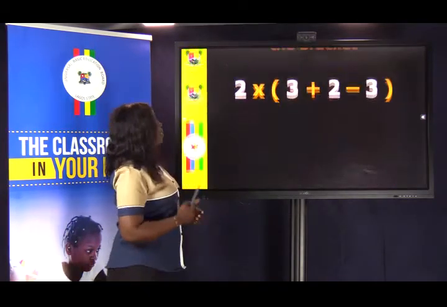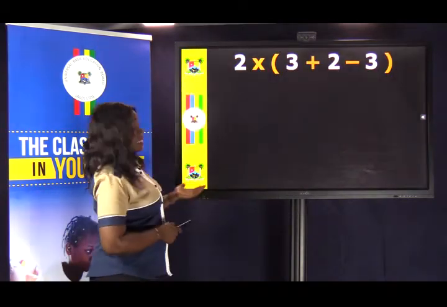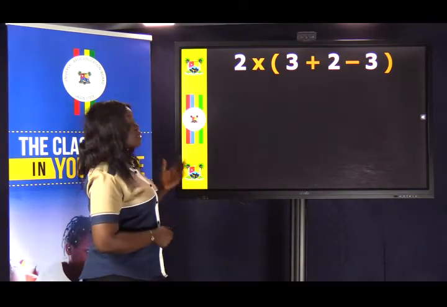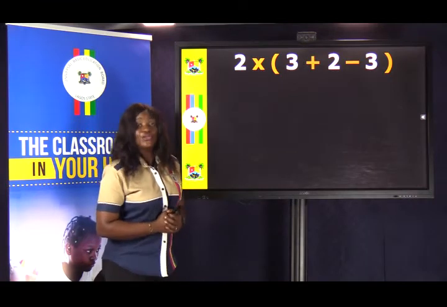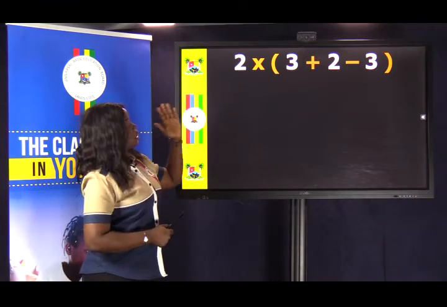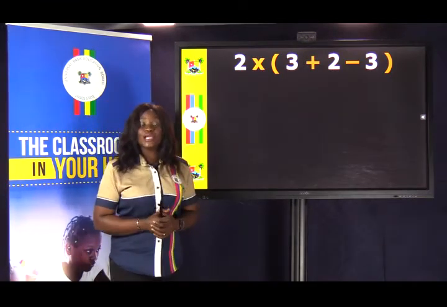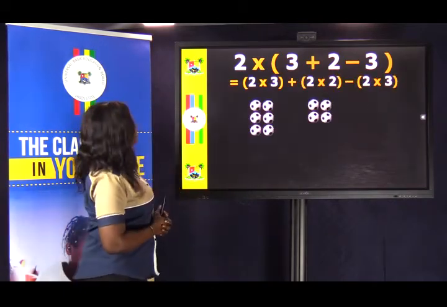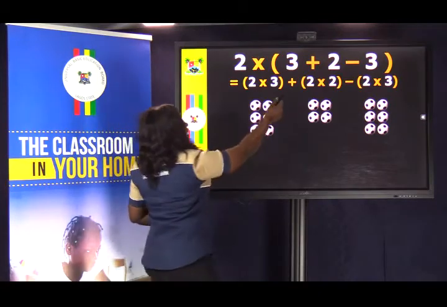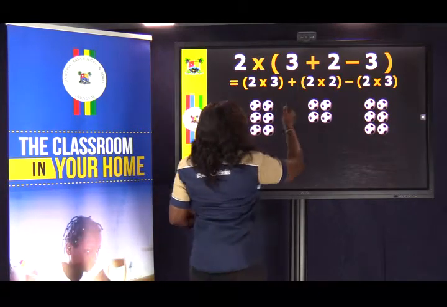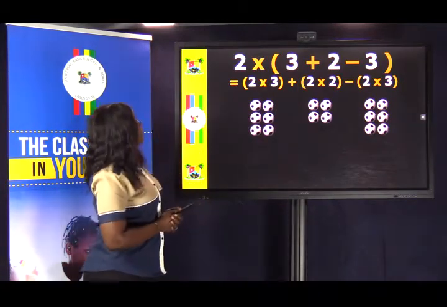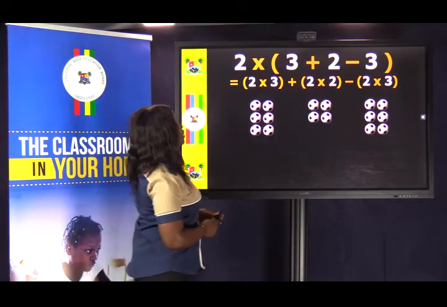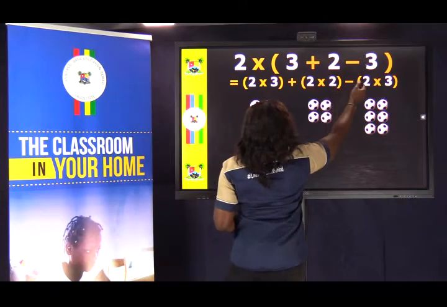Use the number outside the bracket to multiply each of the numbers in the bracket. What is the number outside the bracket? 2. And what are the numbers in the bracket? 3, 2, and 3. You need to take note of where your addition sign is and where your subtraction sign is. So we have 2 times 3 plus, this addition sign is between 3 and 2. So write it down there. Plus, open bracket, 2 times 2, close bracket, and your subtraction sign is between 2 and 3.